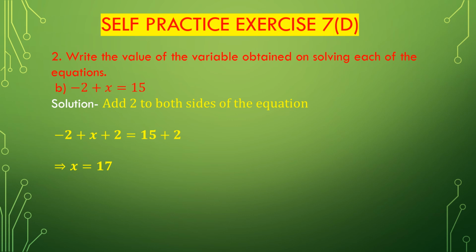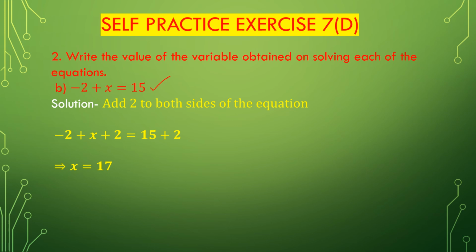Now we solve second bit B. Minus 2 plus x equal to 15. This is the equation given and we have to solve the value of the variable x. Here on left hand side minus 2 plus x is given.